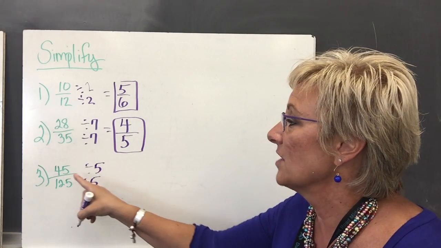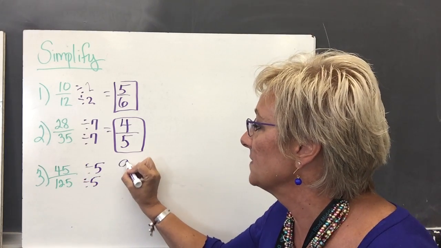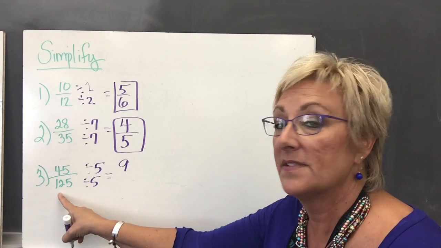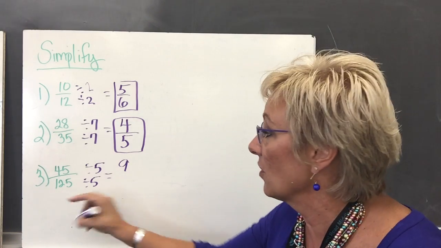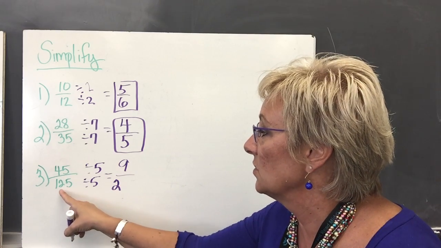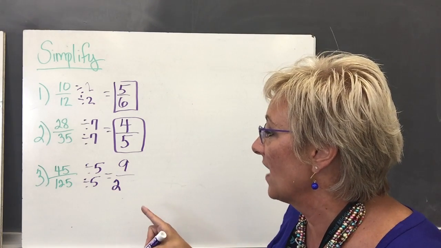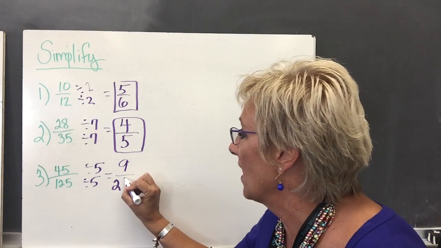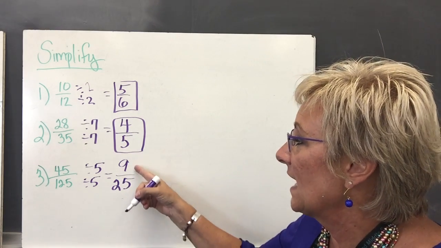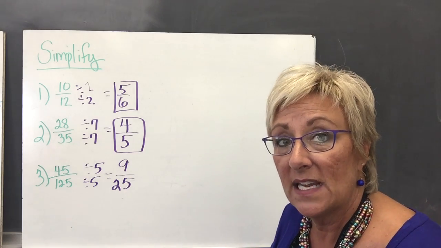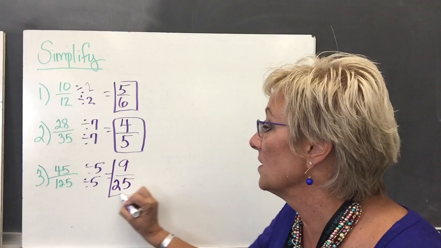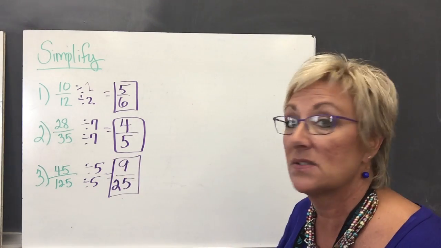I know that 5 goes into 45 9 times. And 5 goes into 22 4 times with 2 left over, and bring down my 5, I've got 25, so I know that it will go into 25 5 times. So when I look at this, is there anything else? Always ask yourself, is there anything else that will go into 9 and 25? And the answer in this case is no, so this is in simplest terms.